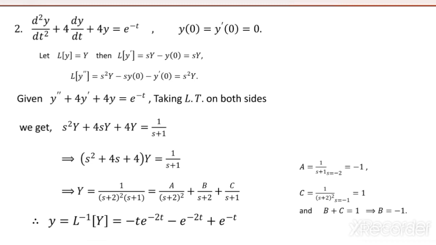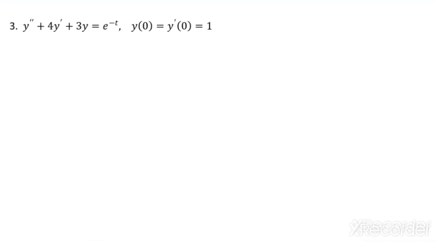So I have the answer: minus t 2 e power minus 2t minus e power minus 2t plus e power minus t. So the answer is immediate, or we got the answer y of t, that is the solution of the problem. So I have one more now.